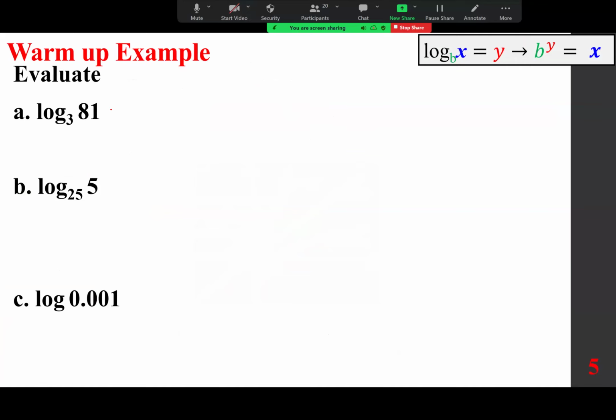We said, okay, let's say this is x, and then 3 to the power of x is 81. We know 81 is 3 to the power of 4. Therefore, x becomes 4.